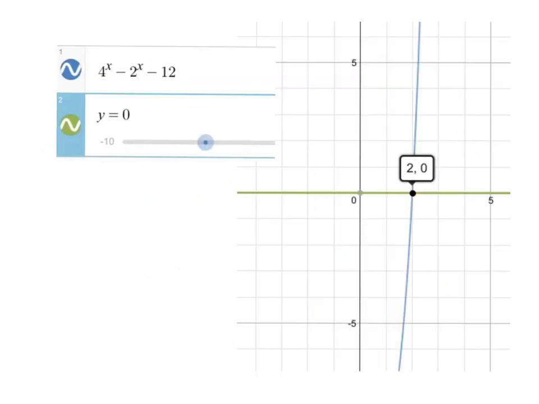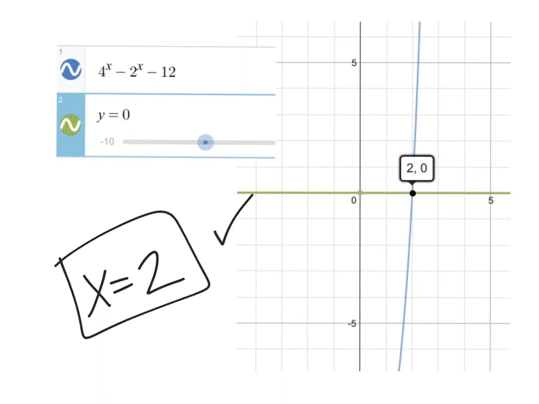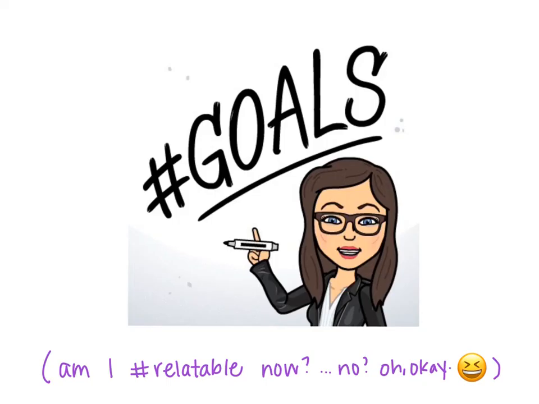And if I wanted to show that graphically, just like the other three problems that we've looked at, I will graph the left side of the equation and the right side of the equation, and I find the intersecting point at (2, 0). So x equals 2. And that's going to do it for this video.